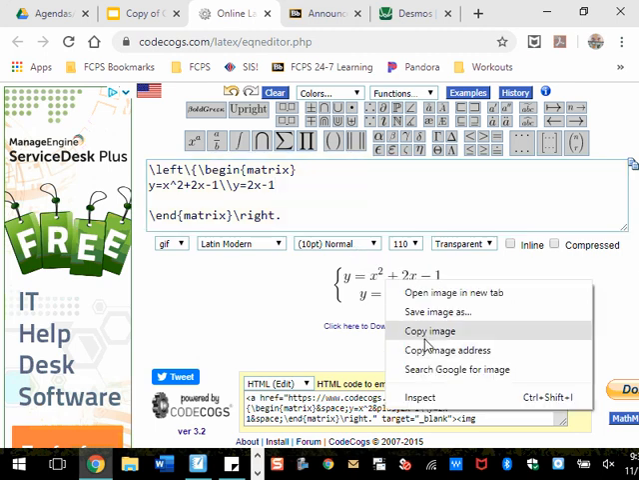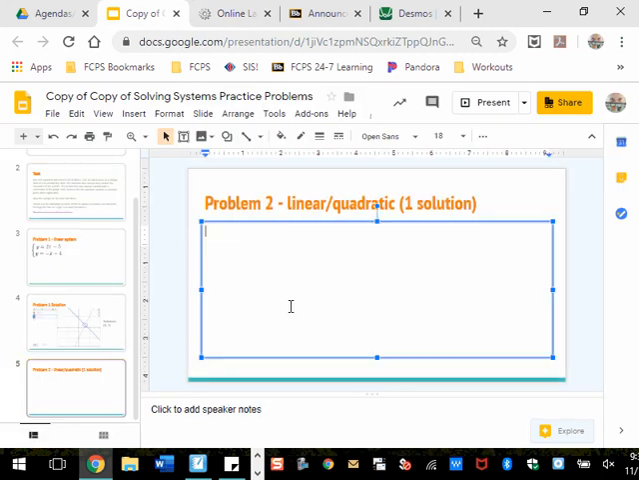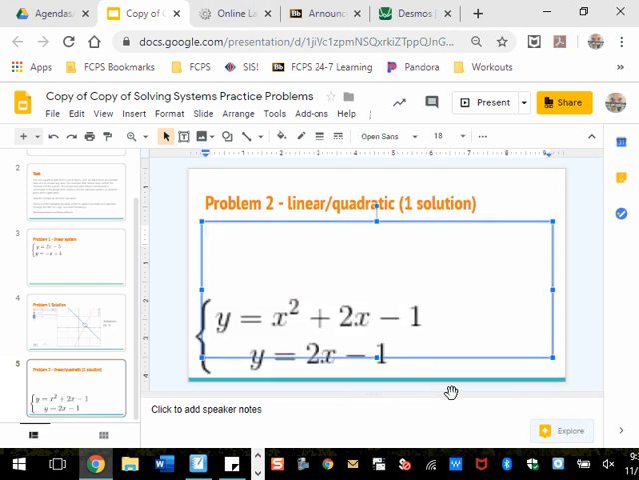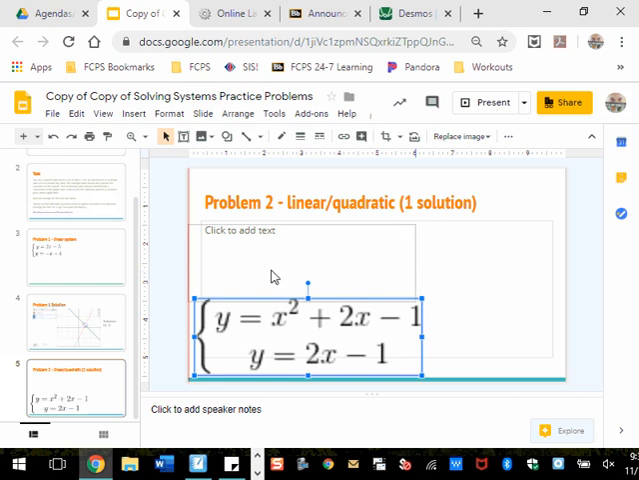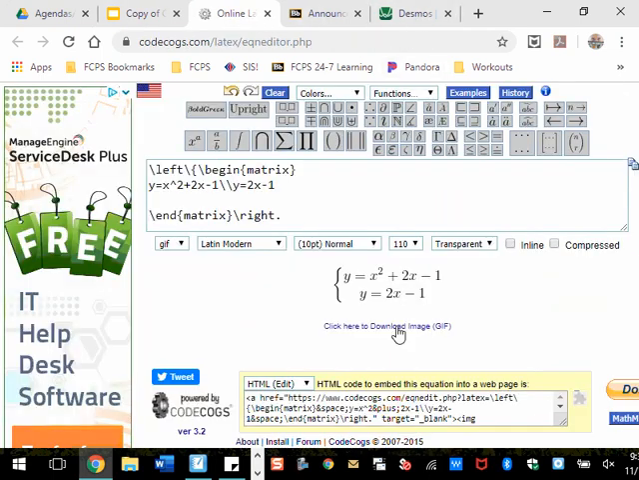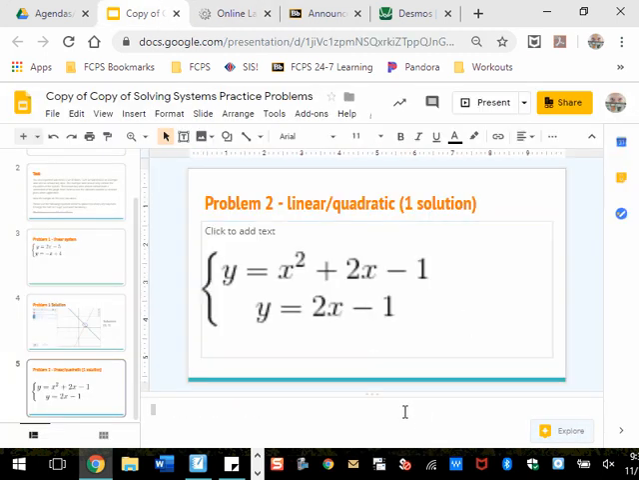And all you guys have to do is copy, paste. Yeah, right click. And make it a little bit bigger so I can see it. Ta-da! So you just right click, copy, go in here and paste it. It's going to be super small, so just click and drag to make it bigger. Alright, and that's what your first slide should look like.